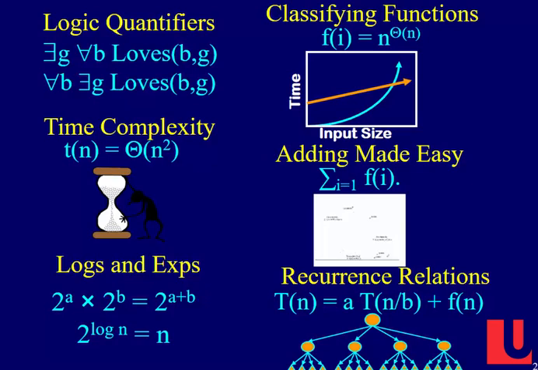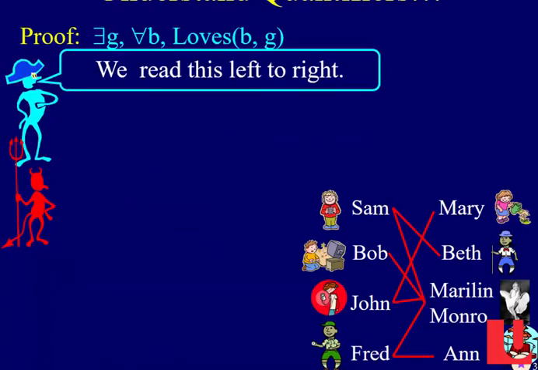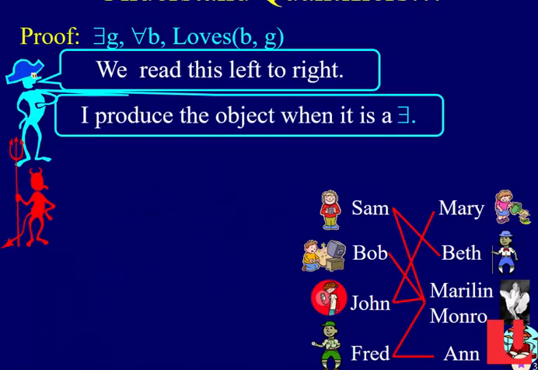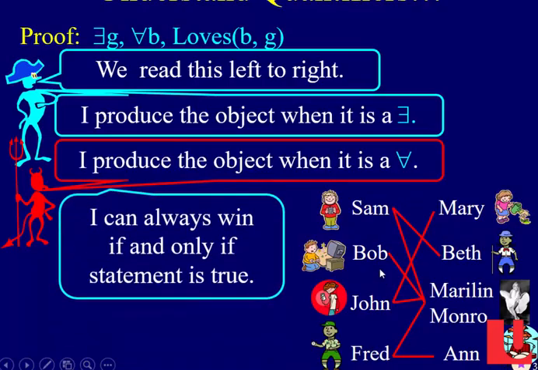All right, so here, universal quantifiers. You have the two players. We read them left to right. The prover produces the girl, the exists, and the adversary produces the for all, and the statement's true if the prover can always win.